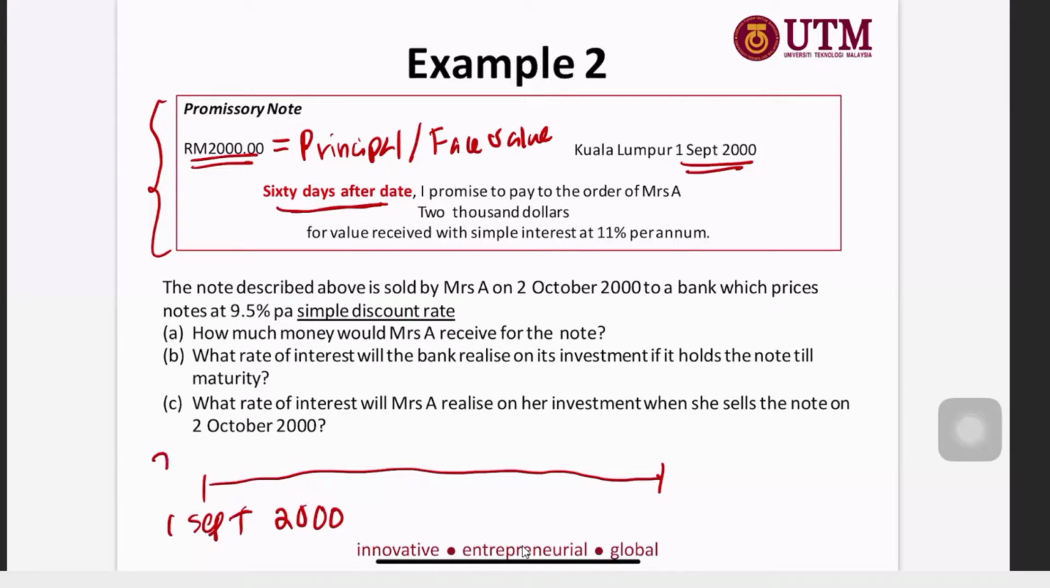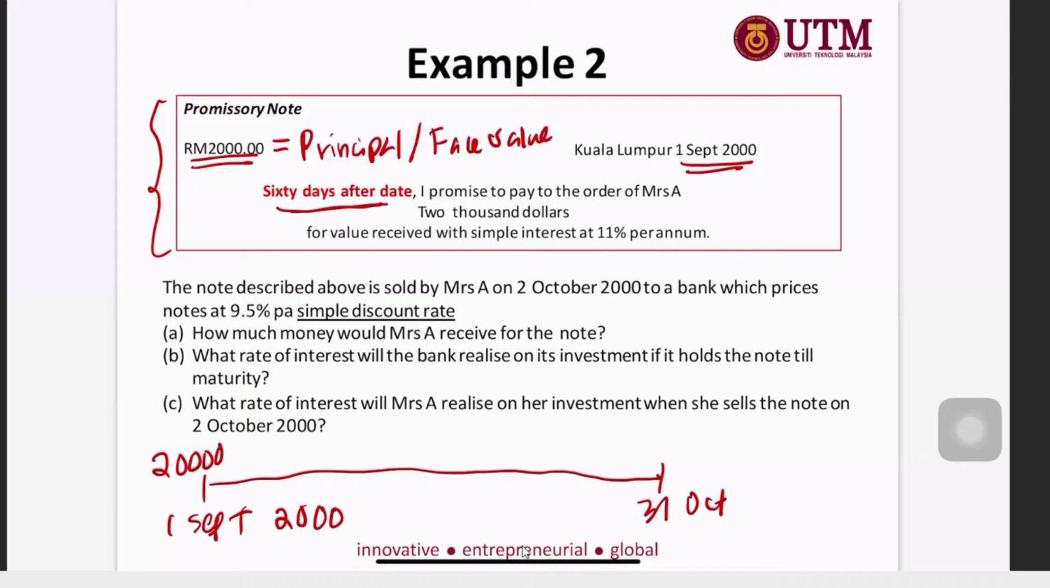Okay, here we have the face value is 2000 after 60 days. So after 60 days would be 31 October. So this 31 October will be excluded. So the 31 days will be from 1 September to 30 October. So it will be 60 days.